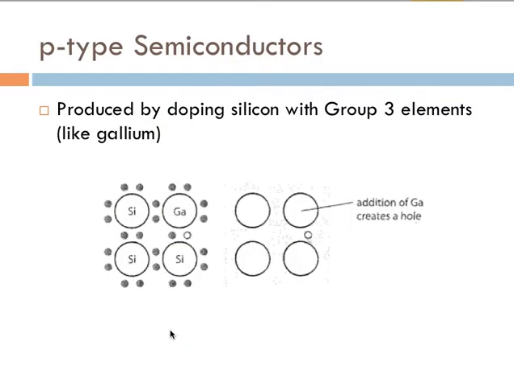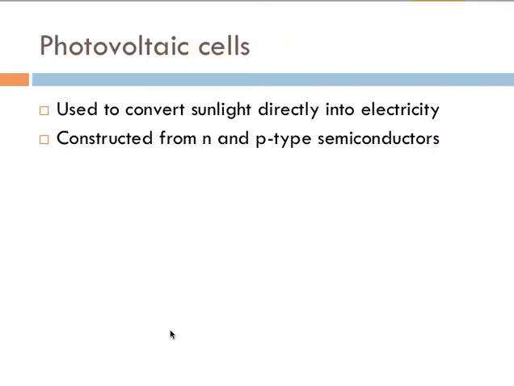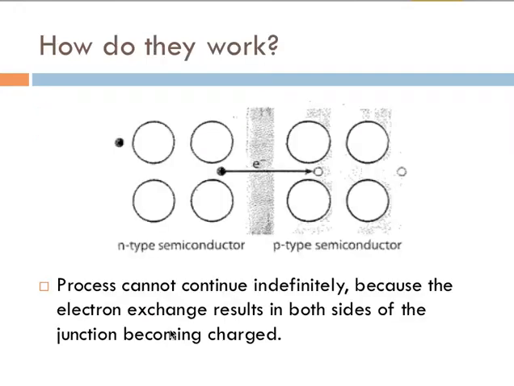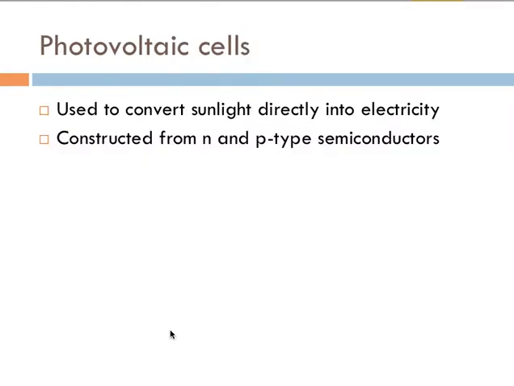Where were we? Ah, voltaic cells. Now we're up to voltaic cells. Voltaic cells are used to convert sunlight directly into electricity. They are constructed from both N and P-type semiconductors, kind of putting them together. Okay, and the big deal is that it converts sunlight directly into electricity.